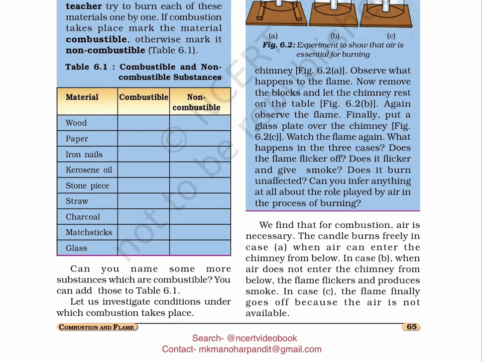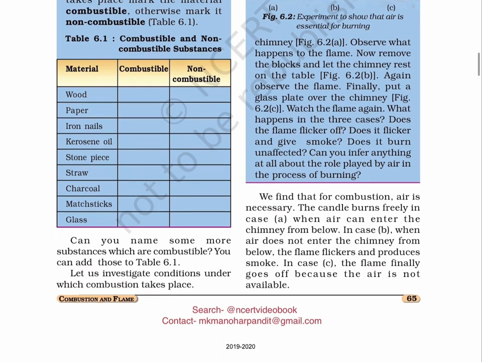For your convenience, we have filled the column for material. Now you have to find out whether they are combustible or non-combustible. Material: wood, paper, iron nails, kerosene oil, stone piece, straw, charcoal, matchsticks and glass. Now complete the table in your notebook. Can you name some more substances which are combustible? You can add those to Table 6.1.